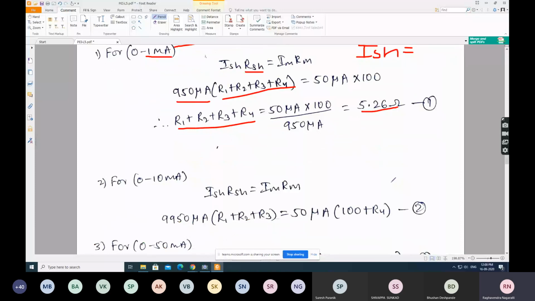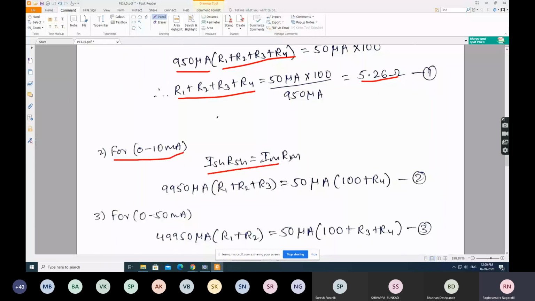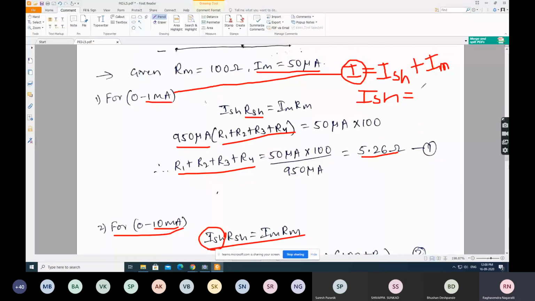So let's go for the second range, 0 to 10 milliamps. So again, use the same equation. Get the ISH value from I value. I value is 10 milliamps. Okay. 10 milliamps minus Im. So this is I minus Im.